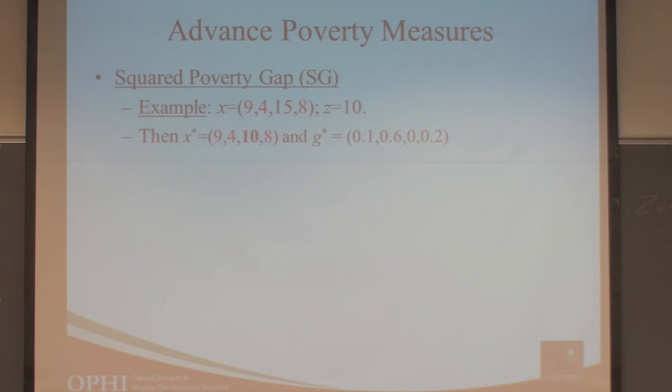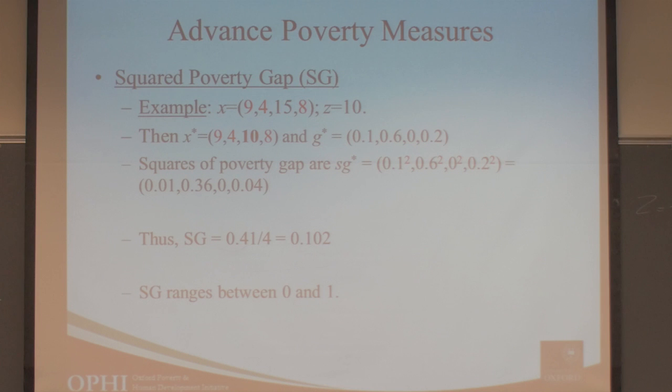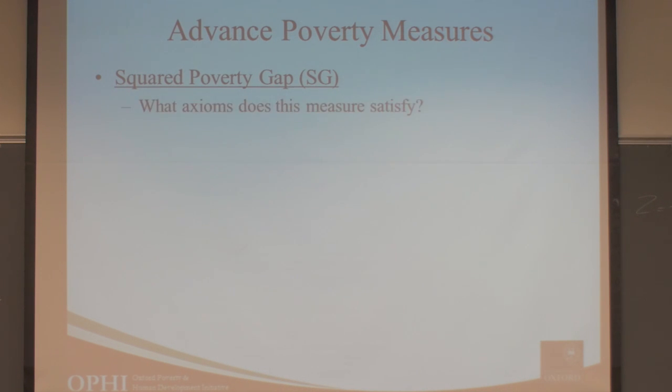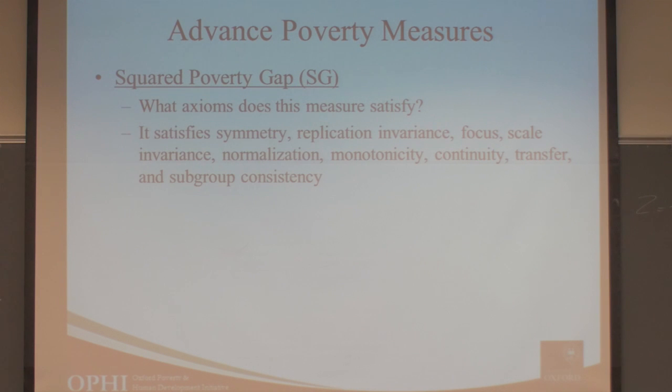Same example, suppose you have this G star, which is 0.1, 0.6, 0 and 0.2. You square the poverty gaps and you obtain this, and this is just the average. Okay? And it also ranges between 0 and 1. What axioms does it satisfy? It satisfies the axioms satisfied by the headcount ratio and poverty gap. On top, it can satisfy transfer.